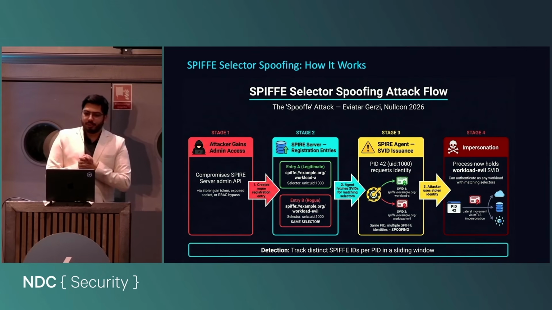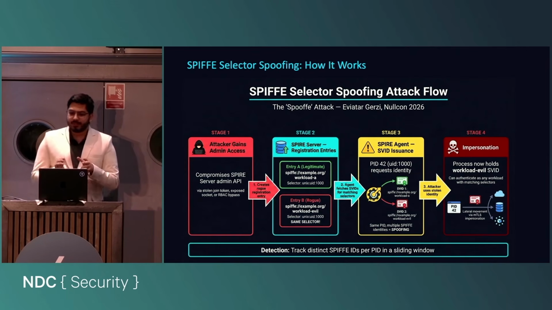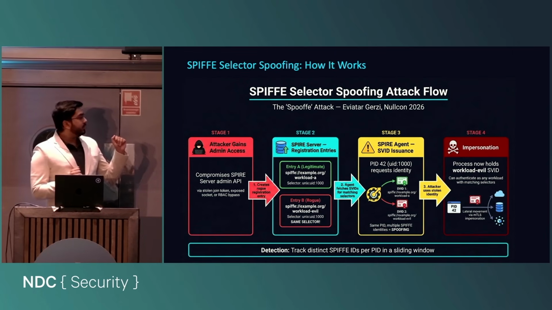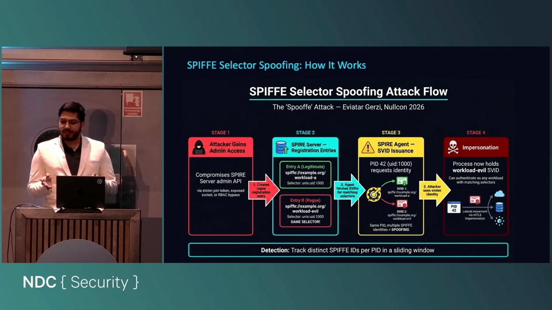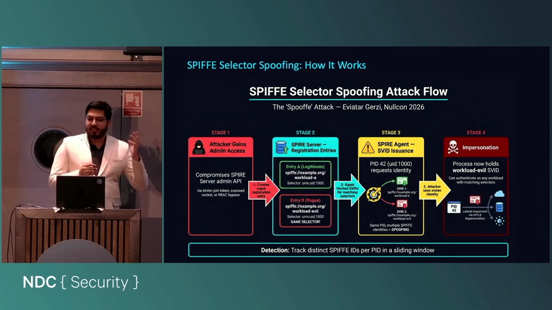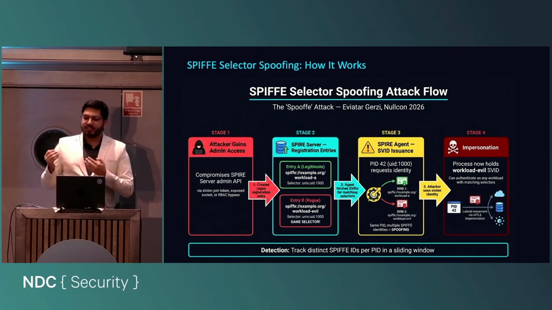So let me show you how the selector spoofing attack works visually. Stage one is once the attacker gains admin API access, they steal the join token, expose socket, or go via an RBAC bypass. Stage two, they create a rogue registration entry with the same selector as a legitimate workload. Now the Spire agent fetches the SVIDs for matching selectors.